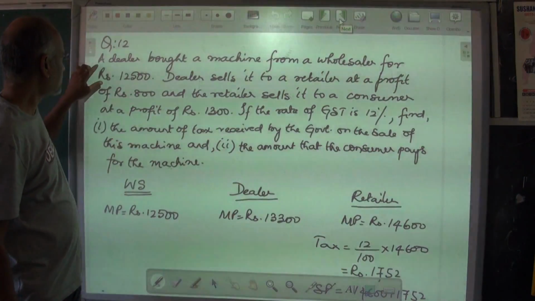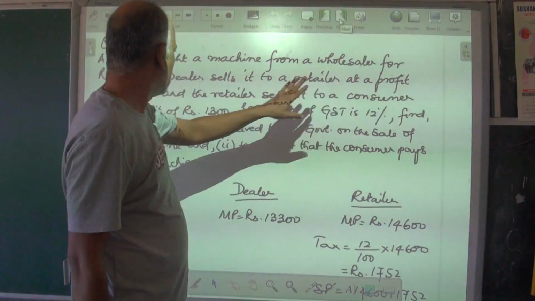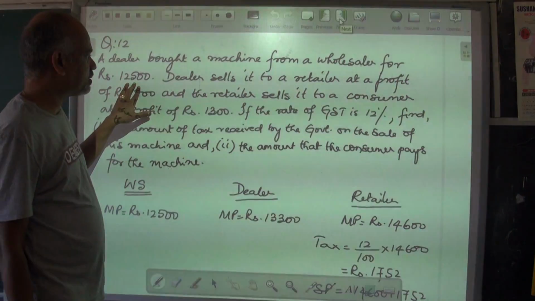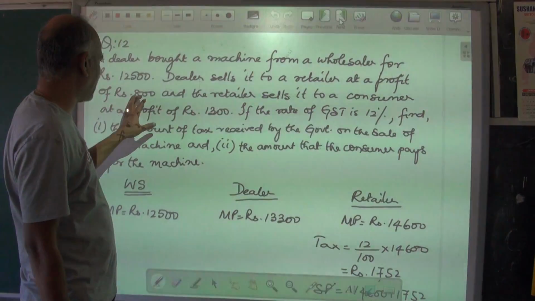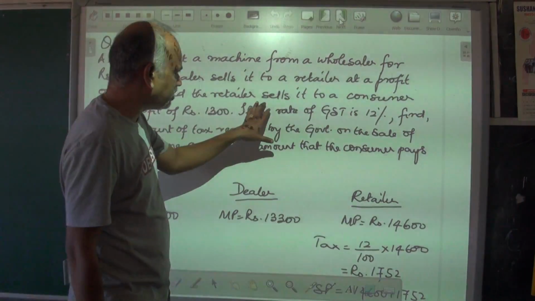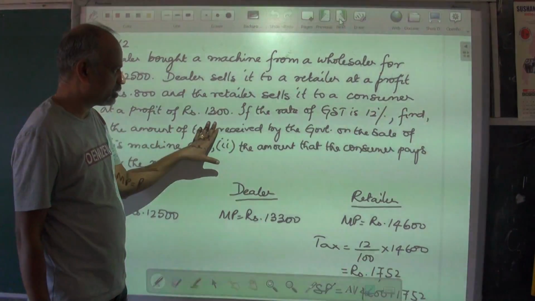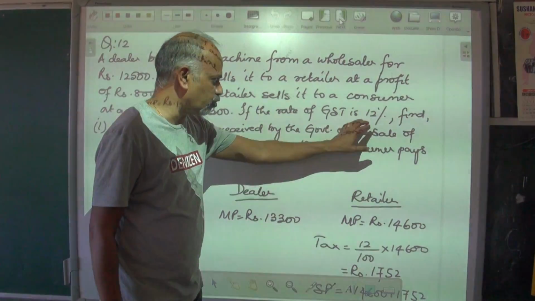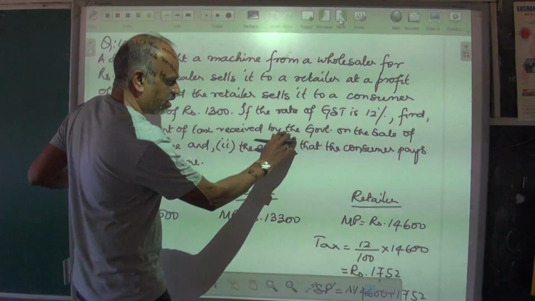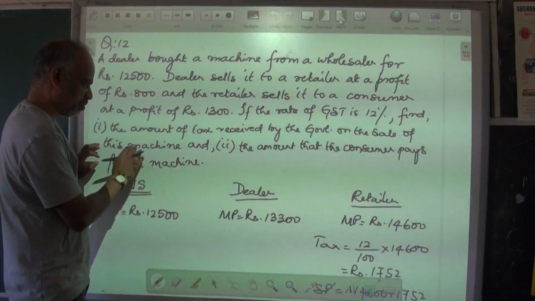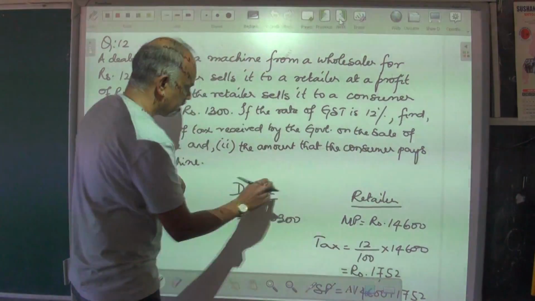Question number 12. A dealer bought a machine from a wholesaler for rupees 12,500. The dealer sells it to a retailer at a profit of rupees 800, and the retailer sells it to a consumer at a profit of rupees 1,300. If the rate of GST is 12%, find number 1, the amount of tax received by the government on the sale of this machine, and the second question is the amount that the consumer pays for the machine.